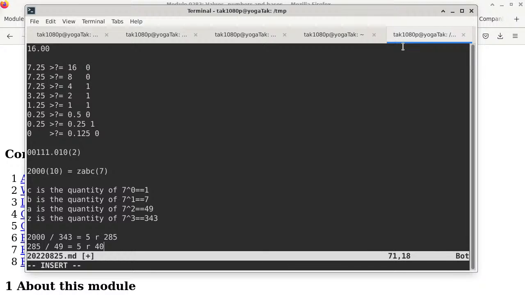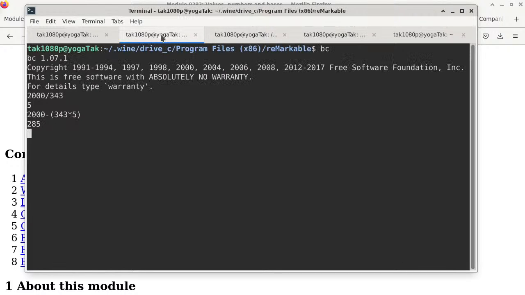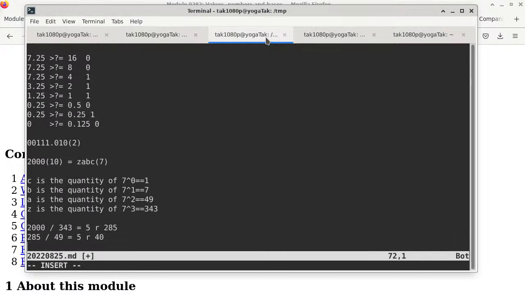Well, let's double check. I can use a really simple calculator that is incapable of doing mod, and it's just a little bit more work. 49 times 5, and the answer is in fact 40. So I just want to double check. Now we look at 40 and ask, how many 7s can we fit into 40? And that turns out to be 5 too.